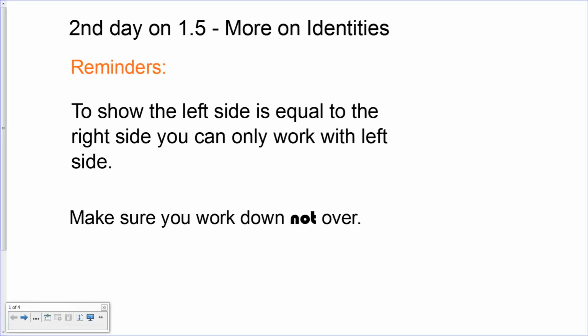Pot pie at this point. Math is like pot pie because it's got a lot of identities, and pot pies have a lot of ingredients. So welcome back to math class. We're going to do more on identities.